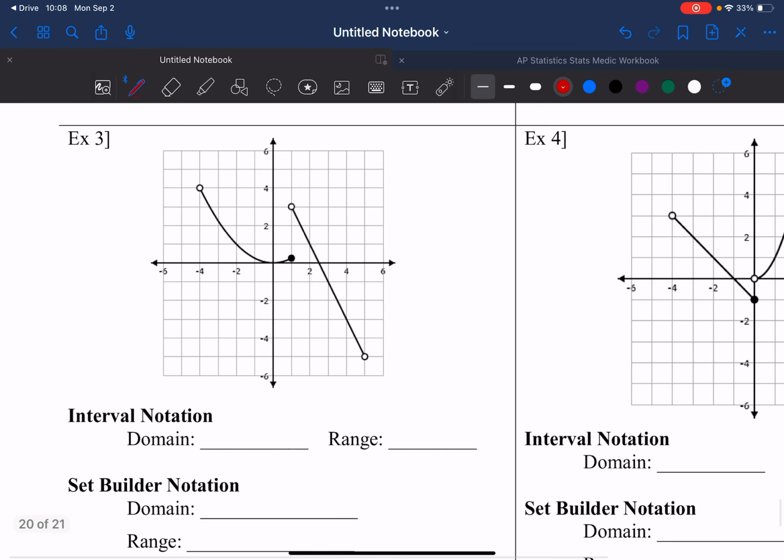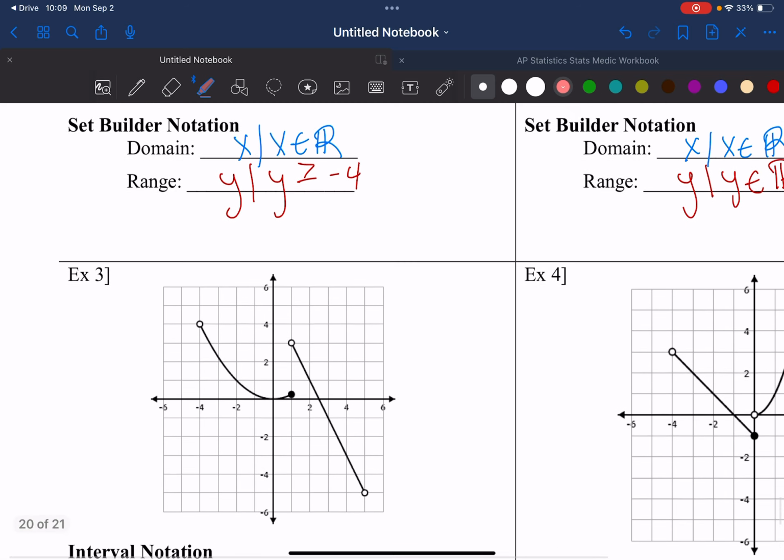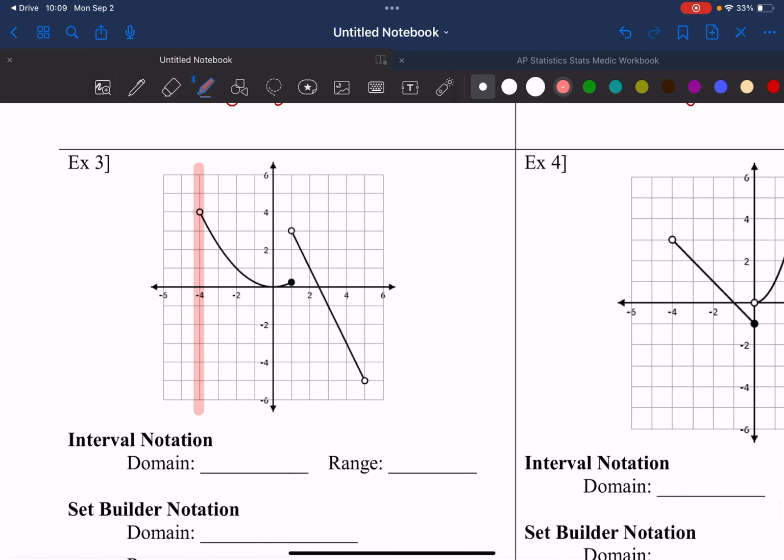Okay. Let's look at example 3. Notice again how these ones share the same x value, which means that since one is closed and one is open, they are now both included. So looking at the domain, we're going to look from left to right, and notice how that hits on 2 open circles.